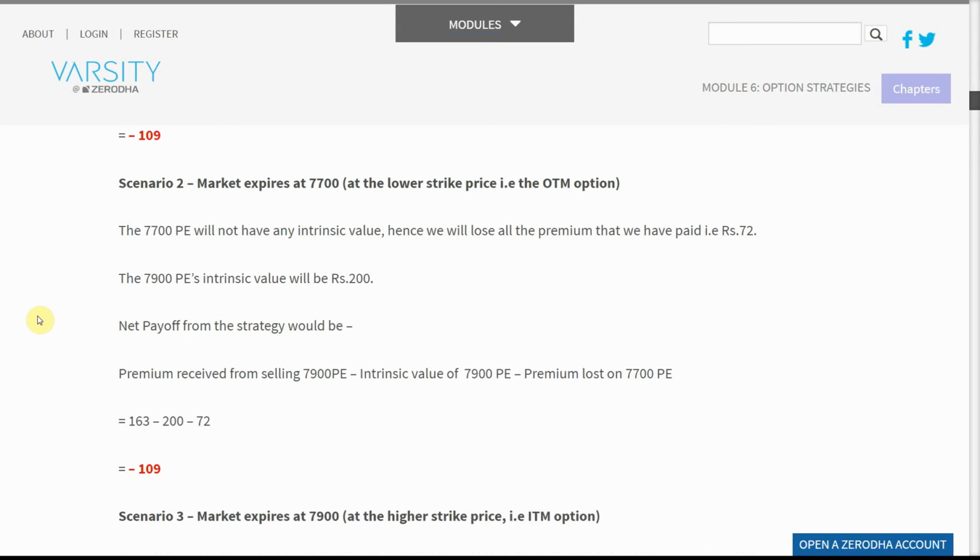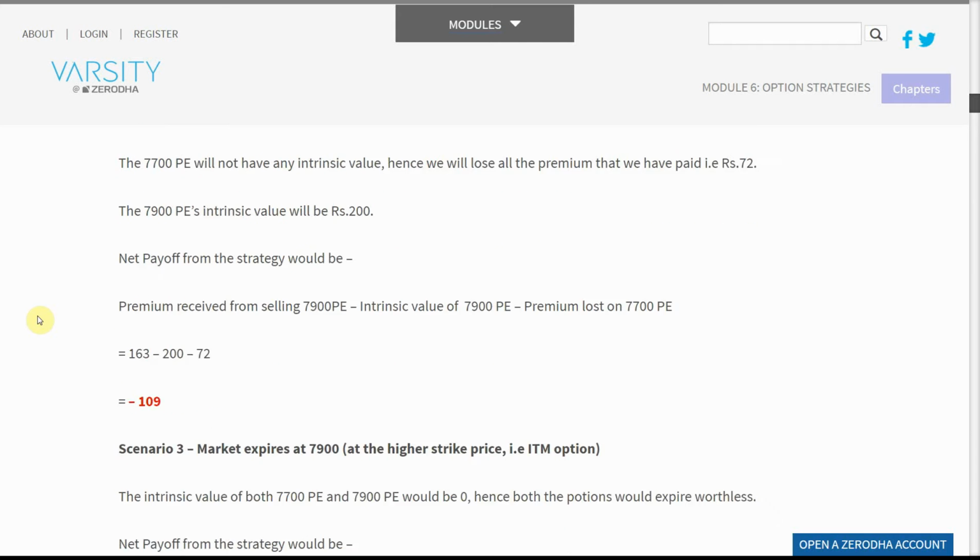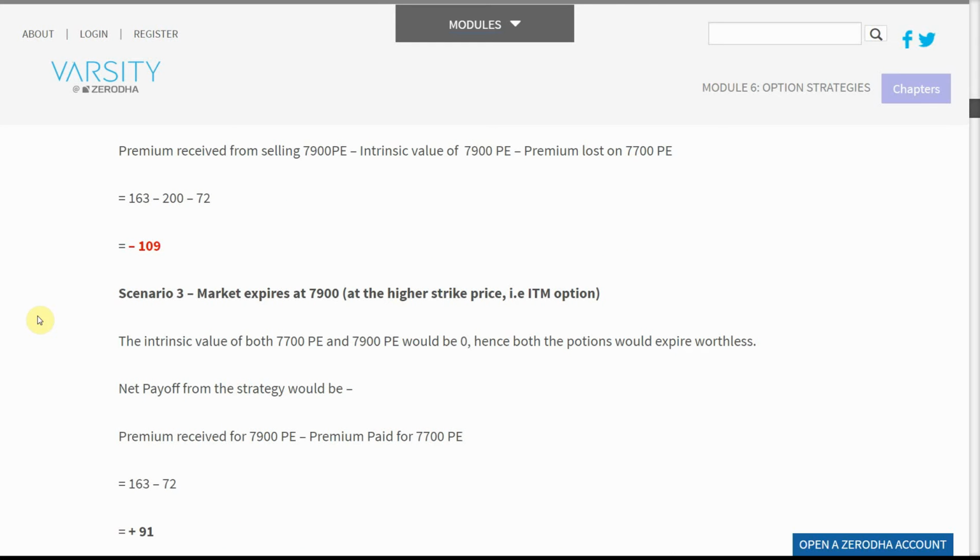Scenario 2. Market expires at 7,700, at the lower strike price, i.e. the OTM option. The 7,700 PE will not have any intrinsic value. Hence we will lose all the premium that we have paid, i.e. 72 rupees. The 7,900 PE's intrinsic value will be 200 rupees. Net payoff from the strategy would be premium received from selling 7900 PE, minus intrinsic value of 7,900 PE, minus premium lost on 7,700 PE, equals 163 minus 200 minus 72, equals minus 109.